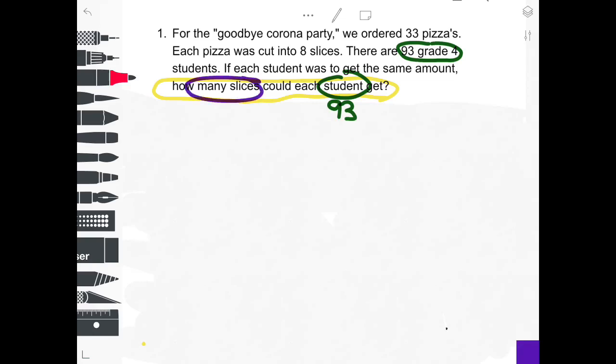Well, let's see if we have all the information for slices. All right, so each pizza was cut into 8 slices. Oh, I need to figure out how many pizzas I have, 33. So I do not have all the information for slices. So step 1, I need to figure out how many slices I have. Well, I have 33 pizzas, and each pizza was cut into 8 slices.